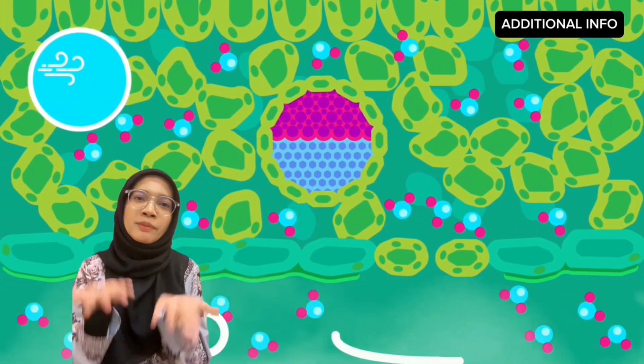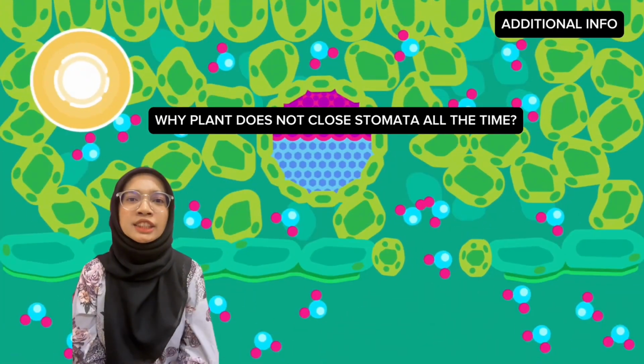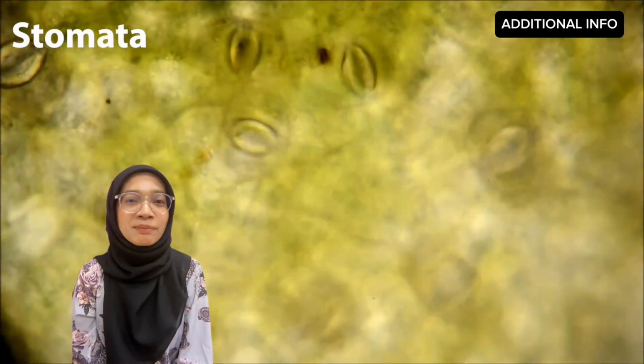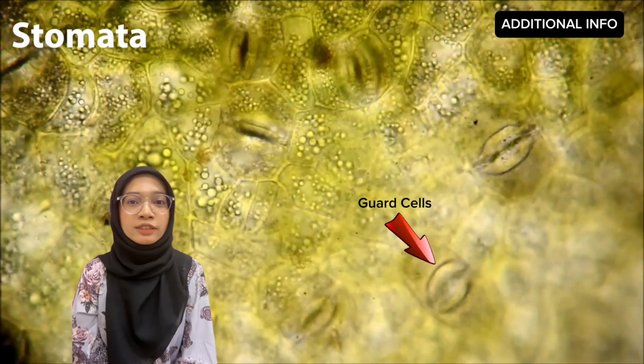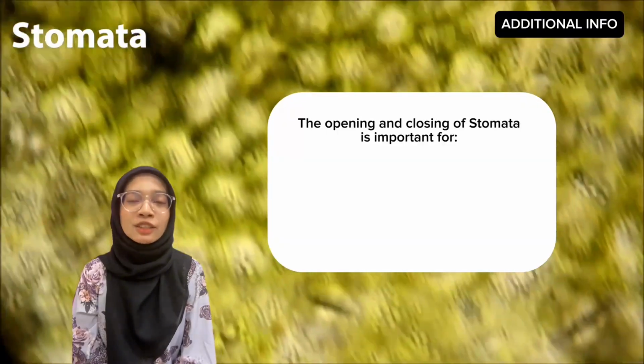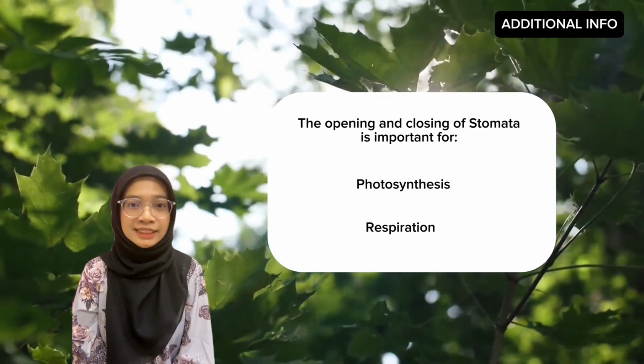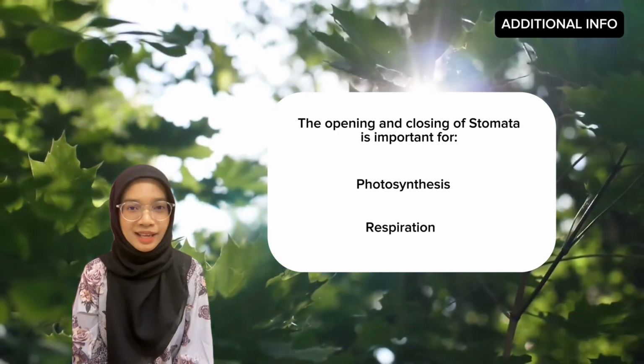Some of you must be wondering why the plant does not close the stomata. Stomata are surrounded by two specialized cells called guard cells. The opening and closing of stomata is important for photosynthesis and respiration of the plant.